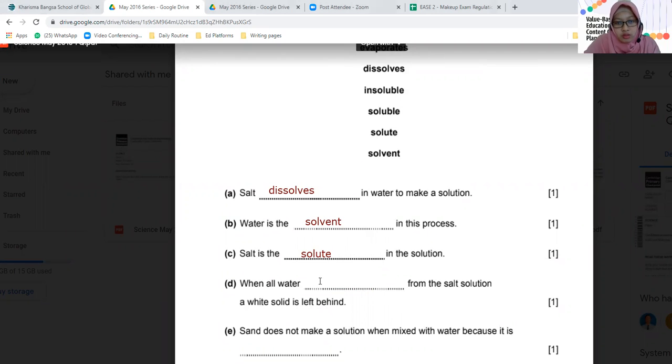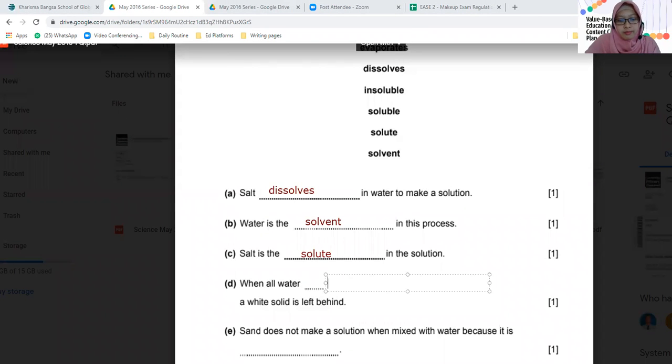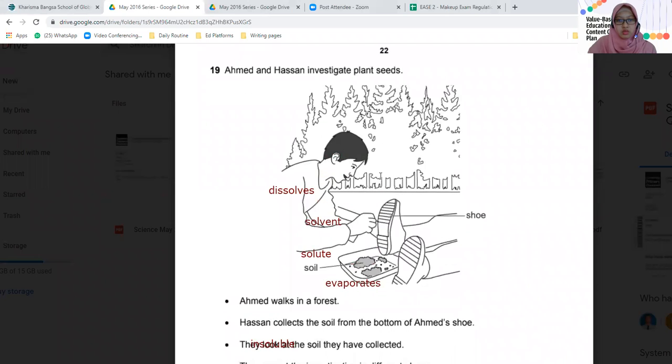Sand does not make a solution when mixed with water because it is insoluble. Yes. I think this one is quite easy because you learned about this when you were in fifth grade. Okay, let's continue to number 19.